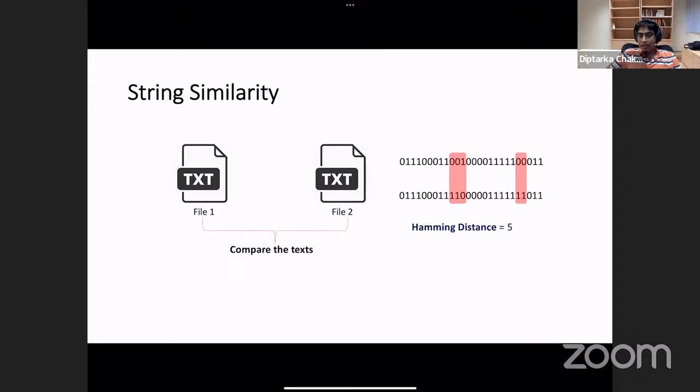So then the Hamming distance is defined to be 5 for this input. But it turns out that for some applications, although the Hamming distance is a very classical notion, it could not capture the real similarity between strings.